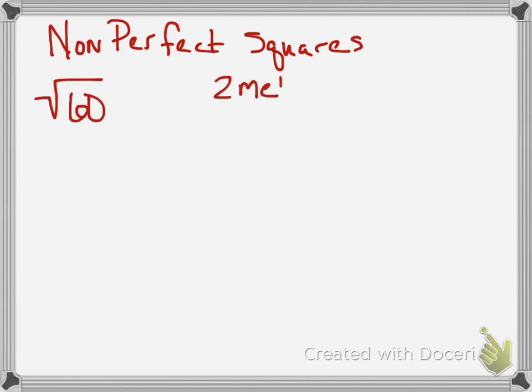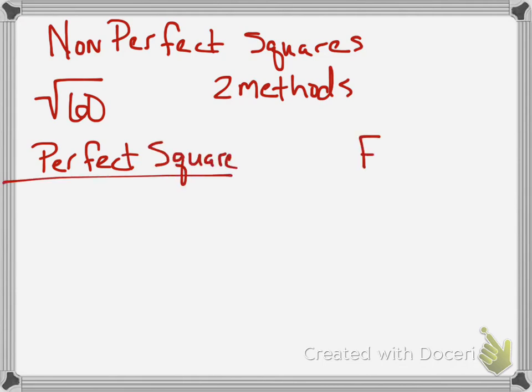Alright, now what happens if they're not perfect squares? Because, well, of course I'm going to give you some that are not perfect squares. Then you have to simplify square roots, and there's two methods that we use here. There's your perfect square method, and then there's your factor tree method. I kind of prefer the factor tree method, but I'll show you the perfect square method also.